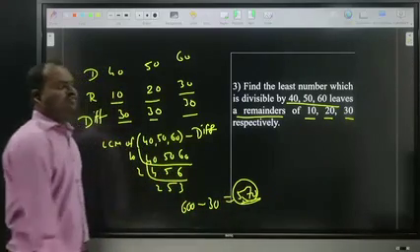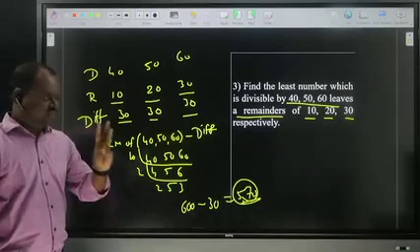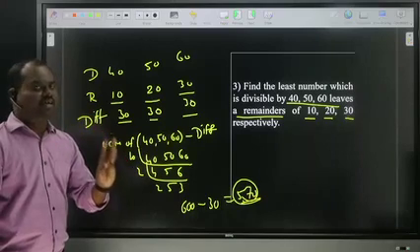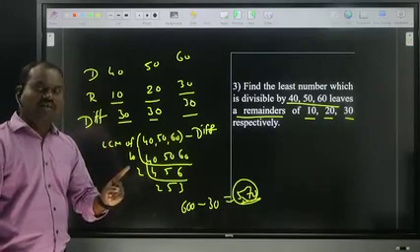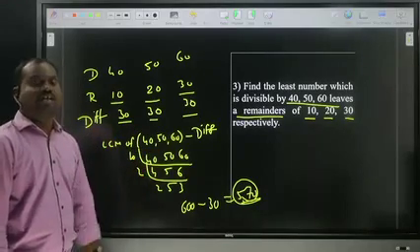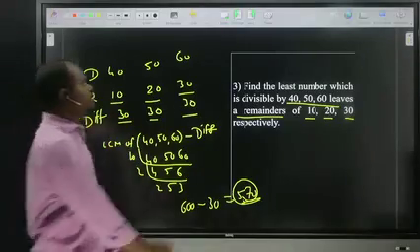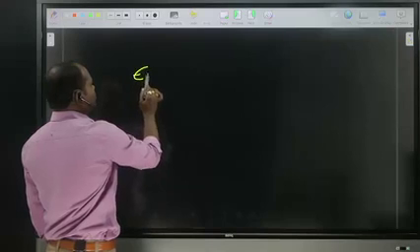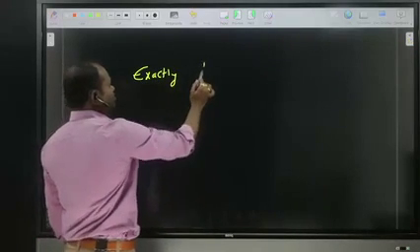Is it clear? 600 minus 30, the answer is 570. Now I have said 3 models. Leaving exactly, leaving the same remainder, leaving different remainders. Exactly means just LCM. Leaving the same remainder means LCM plus remainder. Leaving different remainders means LCM minus difference. Okay. Now, when the question is exactly divisible, just LCM.